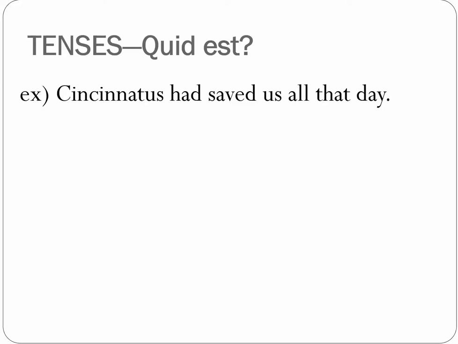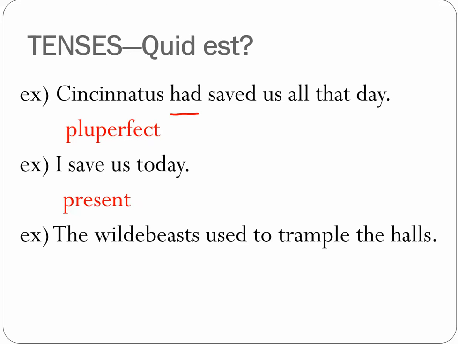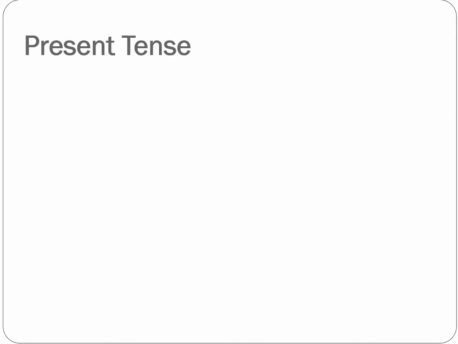Cincinnatus had saved us all that day. There's had, so pluperfect. I save us today, happening now, present. The wildebeest used to trample the halls. Used to trample. It's another imperfect. Remember, imperfect has several ways. Let's look at the ways to translate these, how we know what tense they are.